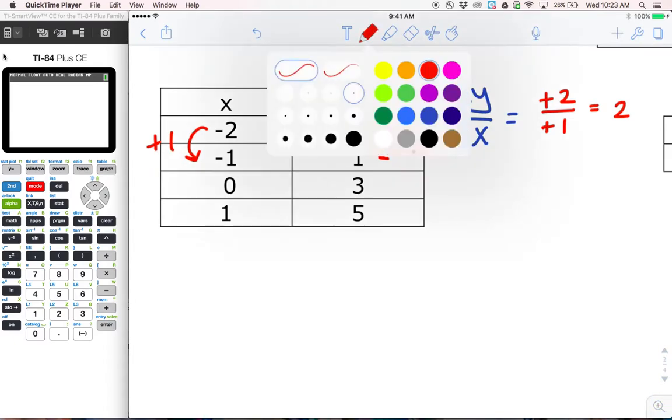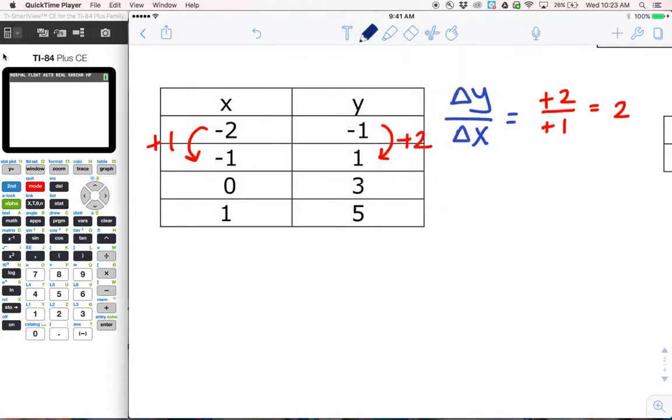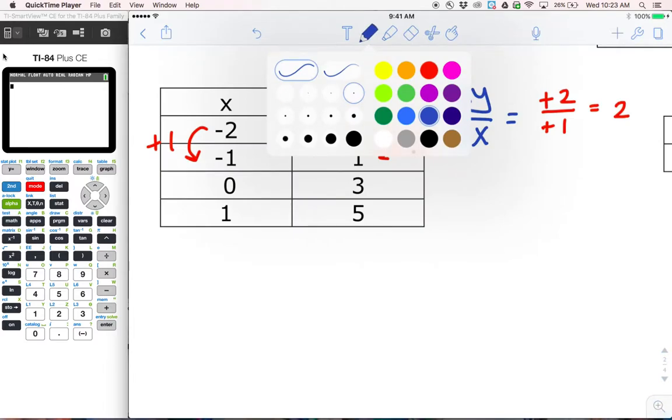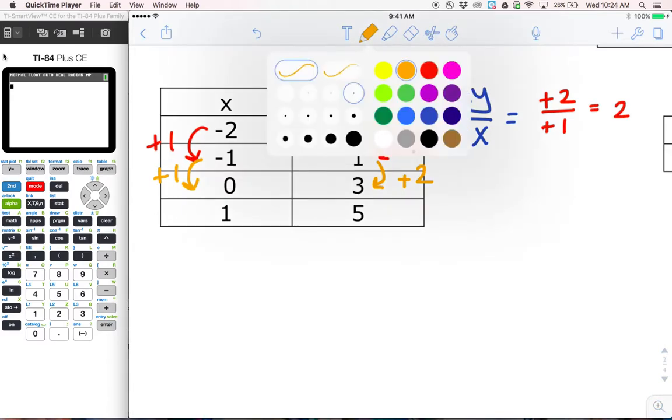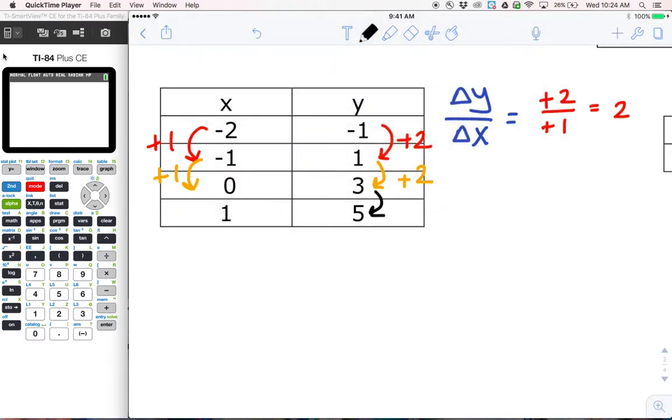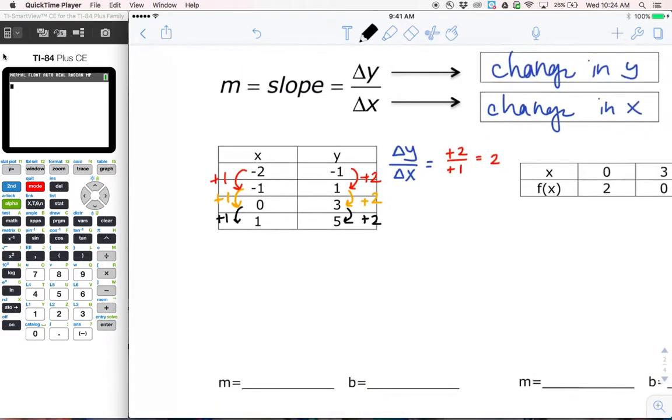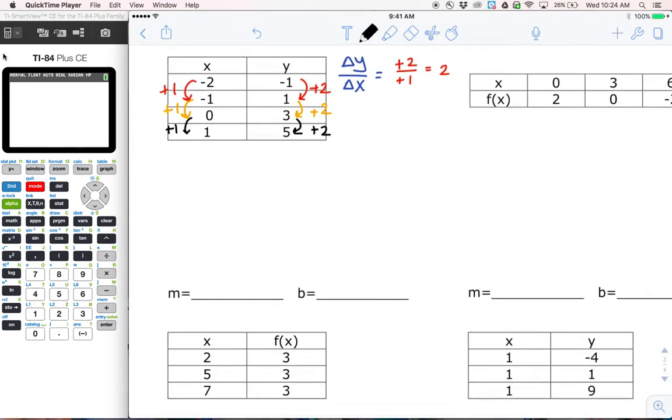Now, you could do this with any 2 points in the graph, right? Let's do a different color. I could do 1 to 3. Okay, 1 to 3, I'm adding 2. -1 to 0, I'm adding 1. So again, it would be 2 over 1. Let's look at another point. From 3 to 5, I'm adding 2. And from 0 to 1, again, I'm adding 1. So each of these has the same ratio, so I know that 2 is my slope.